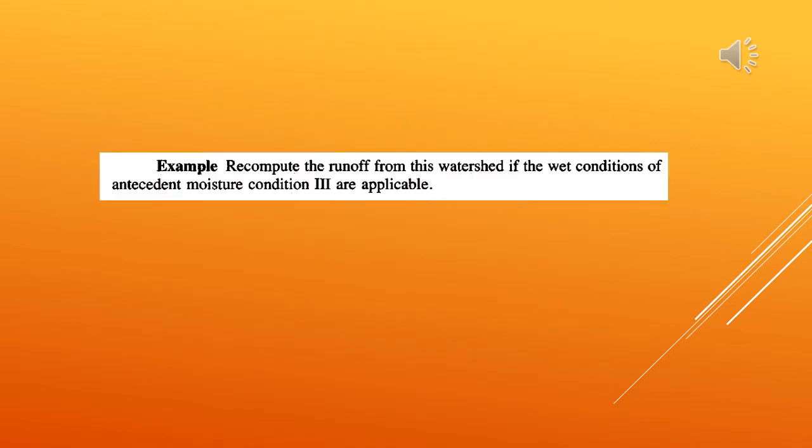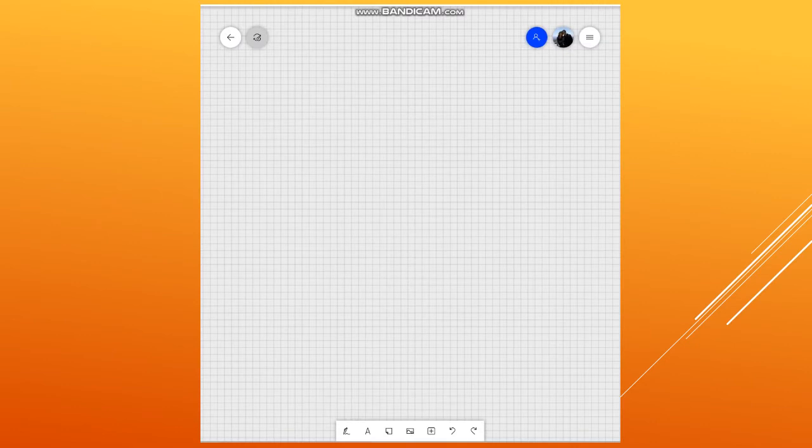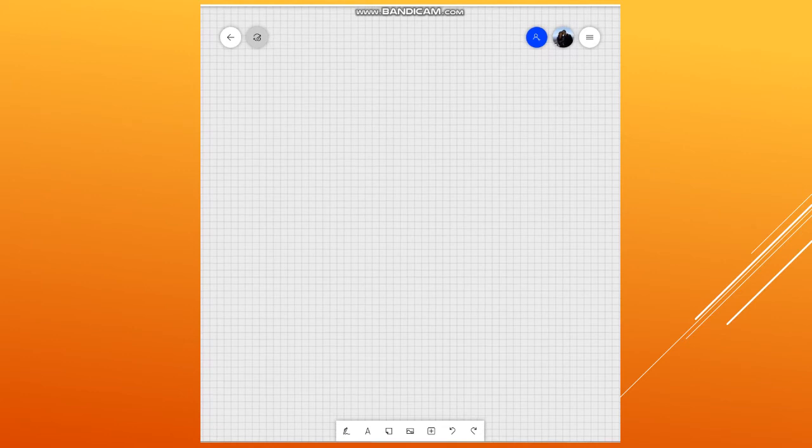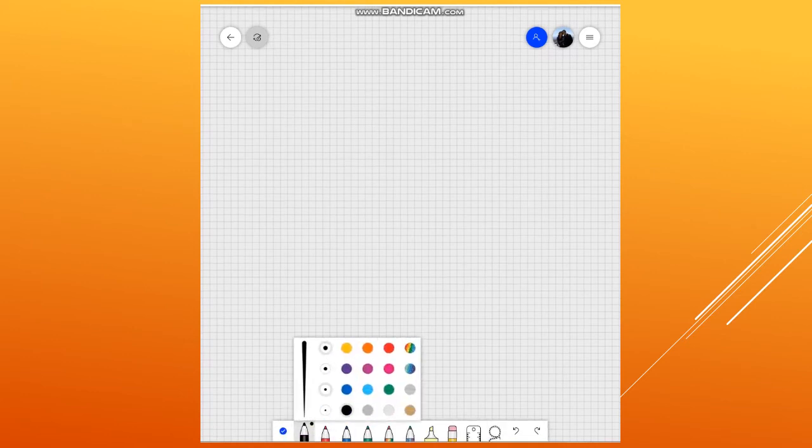So let's solve the same question, which is 5 inches of rainfall and a 1000 acre watershed. We are going to recompute the runoff for this condition, but there is no normal condition right now. The wet conditions of AMC3 are applicable. In this question, instead of the normal condition, we are going to jump to the wet condition. So let's open our pen again.